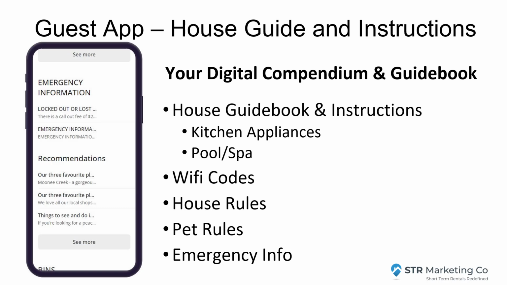Now, with these instructions, rather than just be text-based, we can include pictures. We can also include videos. So if you have something that's maybe a bit tricky or long-winded to explain, you can just shoot a short video with your smartphone and we can upload that into the instructions for the guest to see. It also includes stuff like all their Wi-Fi codes, house rules. If you're a pet-friendly property, it can have specific pet rules or information about pets, as well as emergency info and who to contact in case of an emergency.